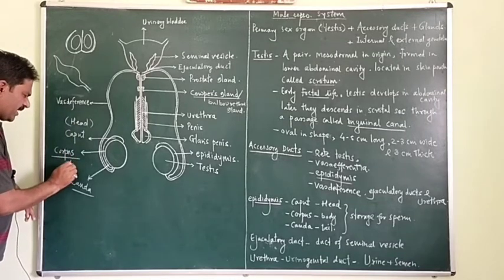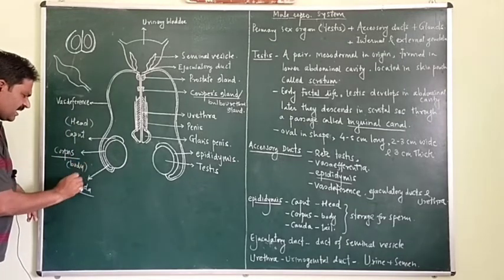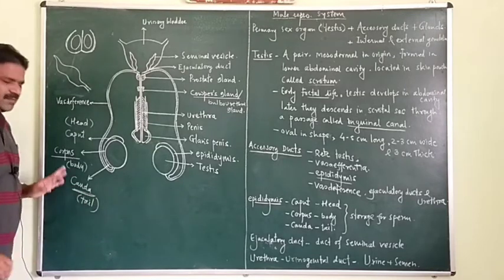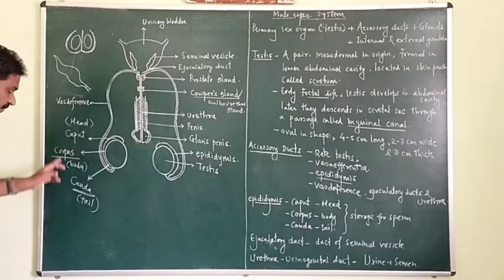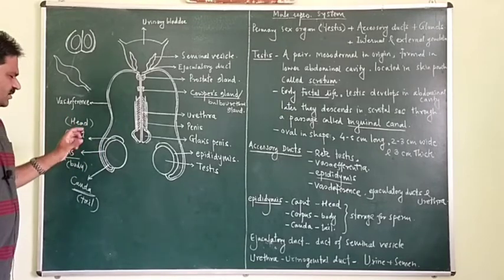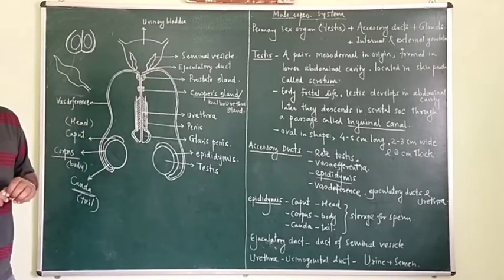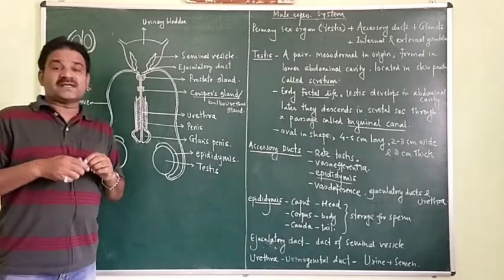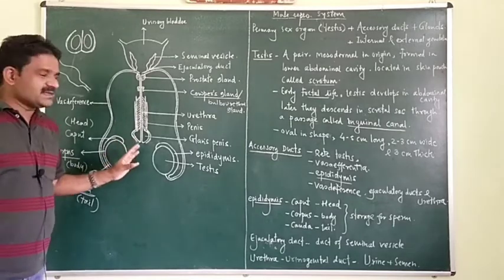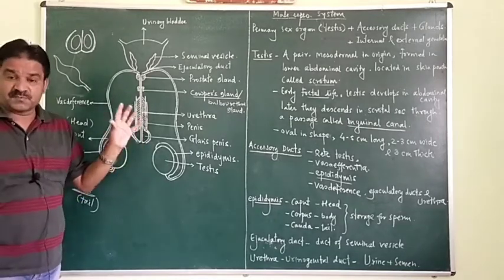Corpus is the body of the epididymis, and the third one, cauda, is the tail or lower part of the epididymis. These three parts together form the epididymis. Now, what is the importance of the epididymis in the male reproductive system? This epididymis is the storage house for the sperm.